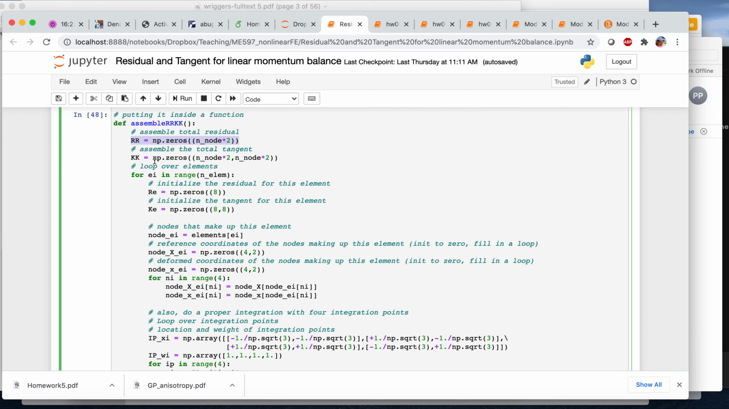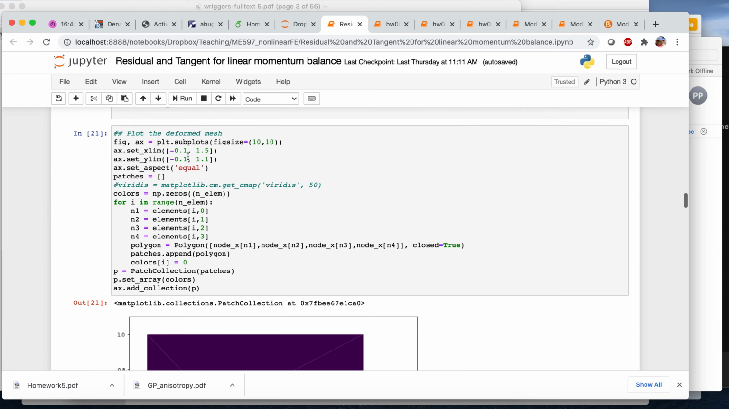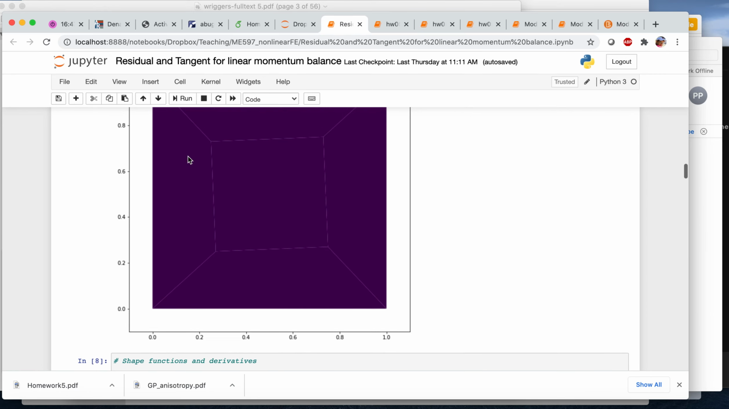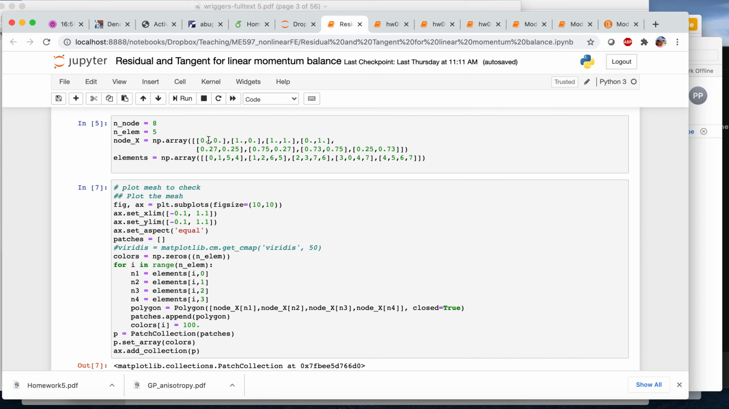Actually, when I finish assembling the total residual and the total tangent, I need to take out of the residual only the part of the residual that corresponds to free nodes, so nodes that don't have essential boundary conditions, and then I need to remove also the corresponding rows and columns from the tangent. So conveniently, I have numbered my nodes such that the first 4 nodes, here, you can see that the first 4 nodes are the nodes on the boundary. So that's just for convenience. You can't always do this, but for convenience here the first 4 nodes are the nodes on the boundary.